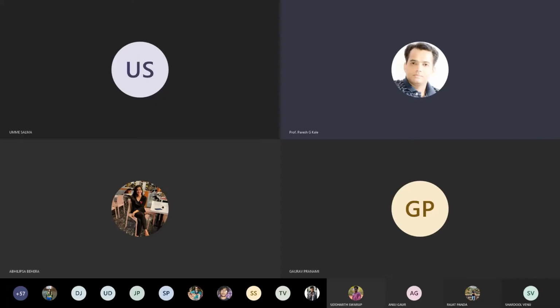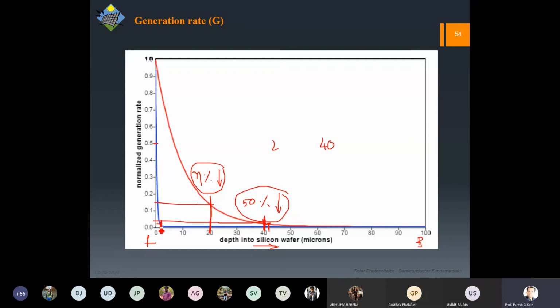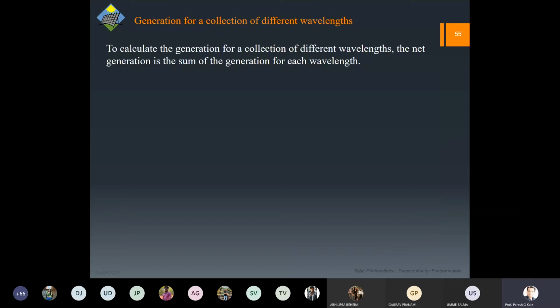Most of this generation rate falls by half even within 0.5 micrometer or something like that. So it's very thin, about 500 to 1000 nanometer. That is what we are talking about from the surface of the solar cell. So we will later discuss that the surface and surface condition is very vital for certain things. These are the two conclusions from this particular graph.